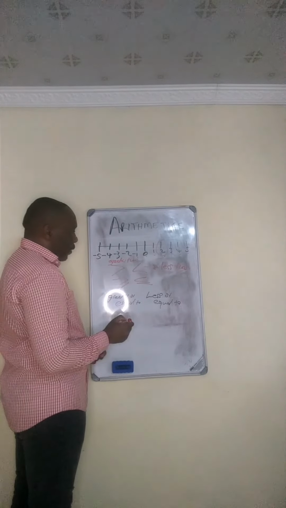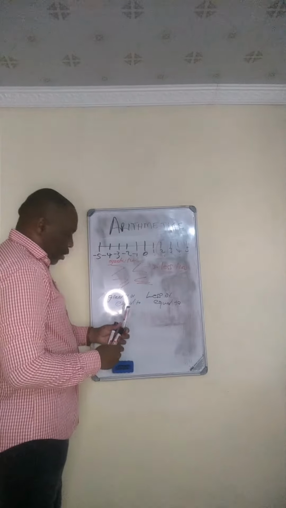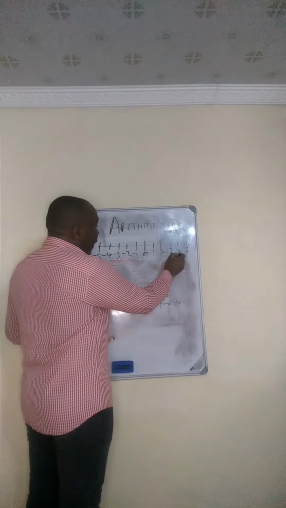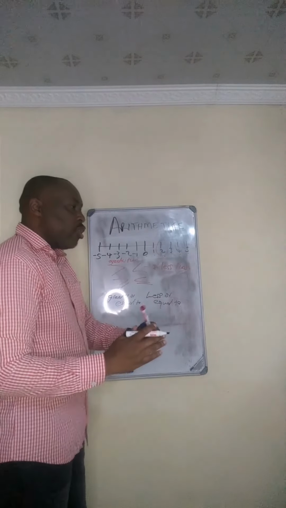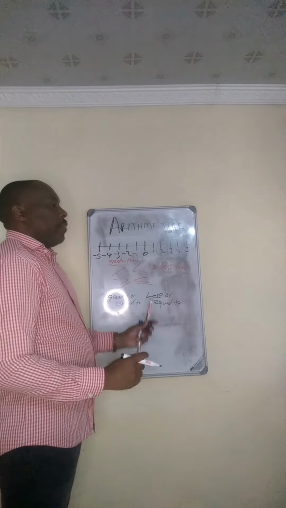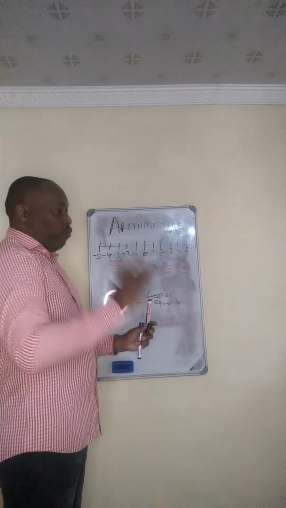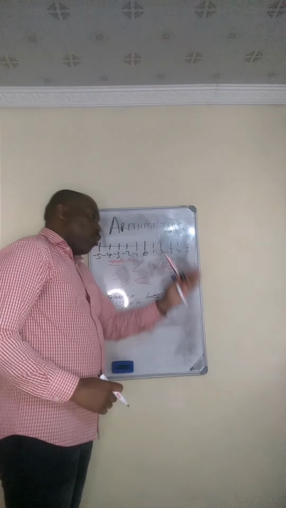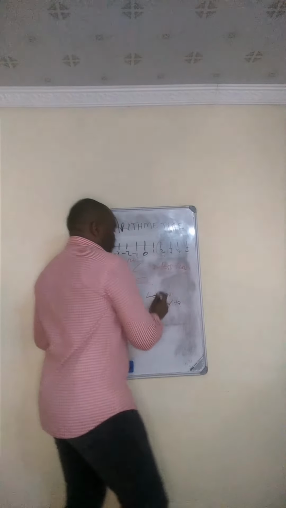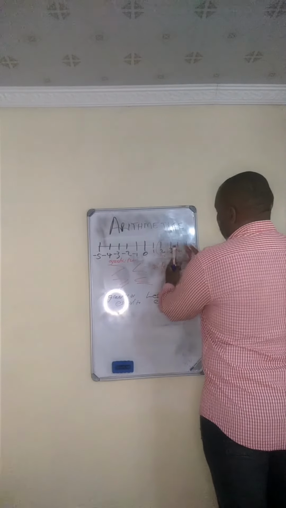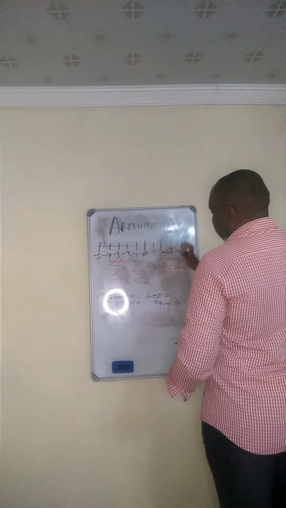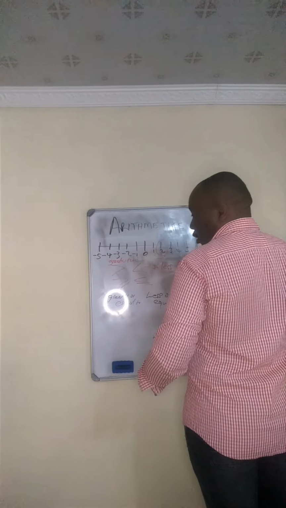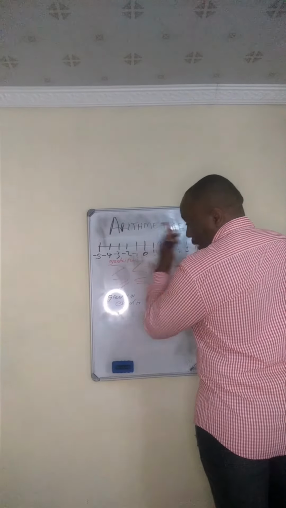Now, let us look at the less than sign. 3 is less than 4 because 3 is on the left of 4. 5 is on the right of 4, therefore 5 is greater than 4. 3 is on the left of 4, therefore 4 is greater than 3. 5 is on the right of 4, therefore 5 is greater than 4.